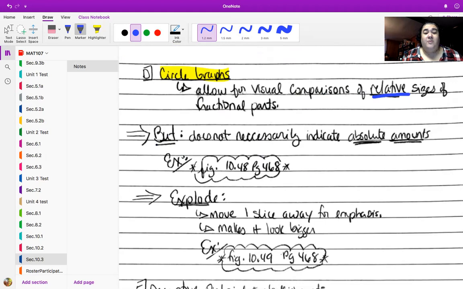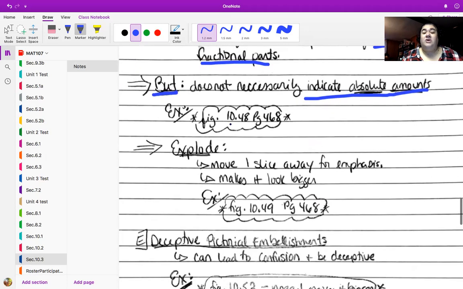However, you need to be aware of the following. It does not indicate absolute amounts, okay? Pie charts are great for relative sizes and fractional parts, but they don't generally give you absolute amounts to work with. So you need to be aware of that, okay? So we're gonna look at a pie chart in figure 10.48. But what you need to remember is they're using, in this pie chart, a method called explode. Ooh, let's fix that, shall we?